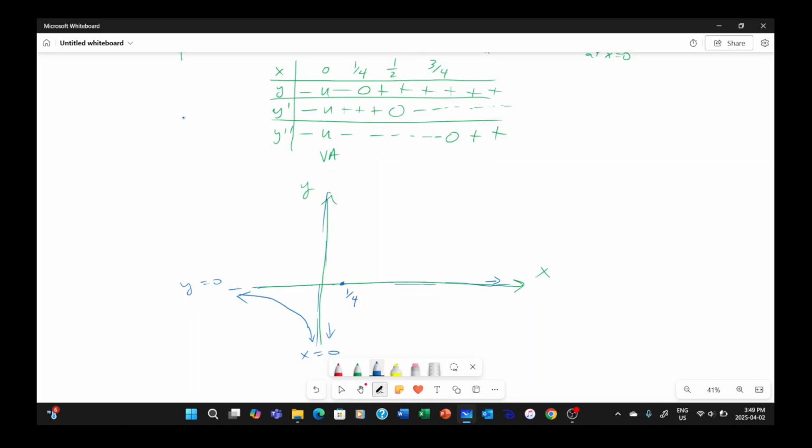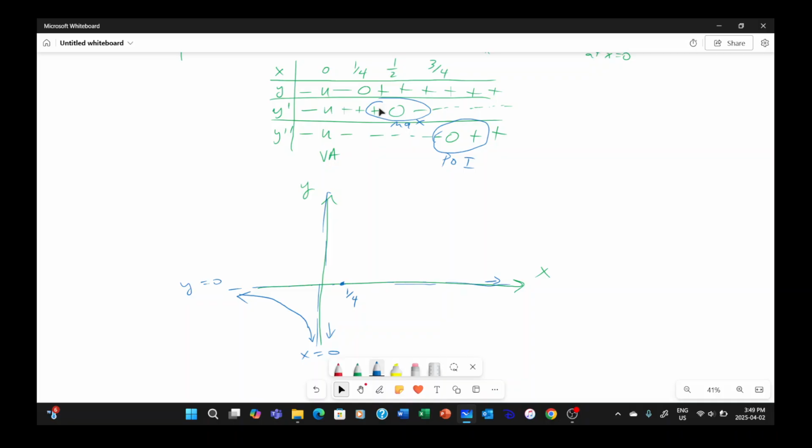Okay? And now I'm going to read off my chart. This right here, plus 0 minus, that's a local max. And this minus 0 plus in the second derivative, that's a point of inflection. So what have we got here? We've got below decreasing, concave down like a frown. And we have below increasing and concave down like a frown. So it's going to go up like this. And then at a quarter, across the axis.